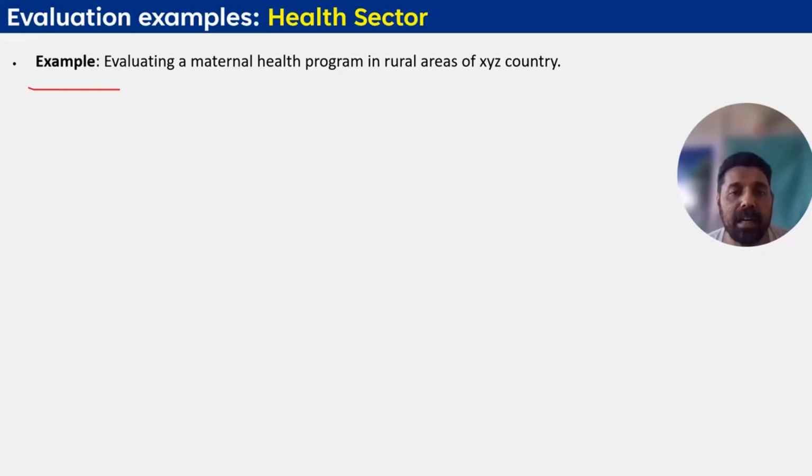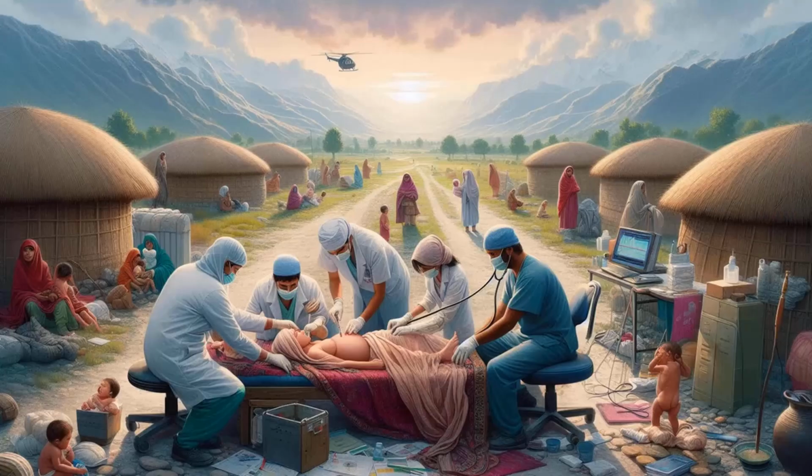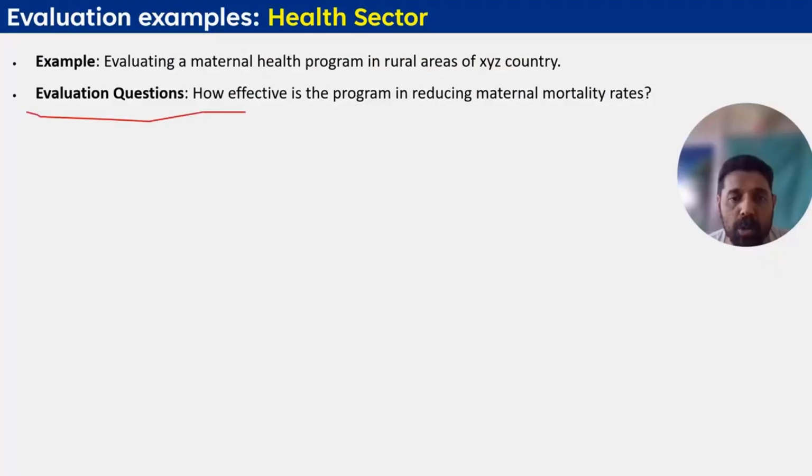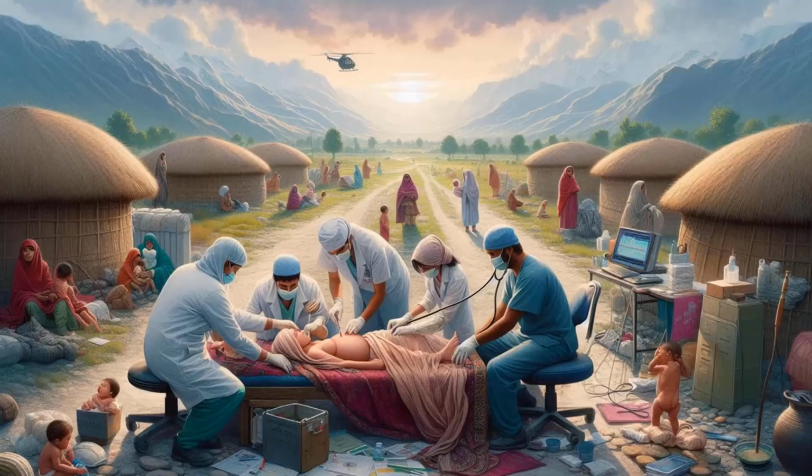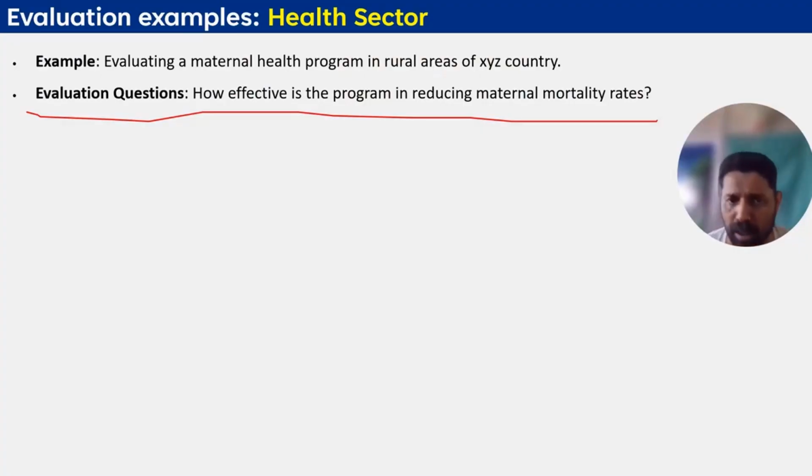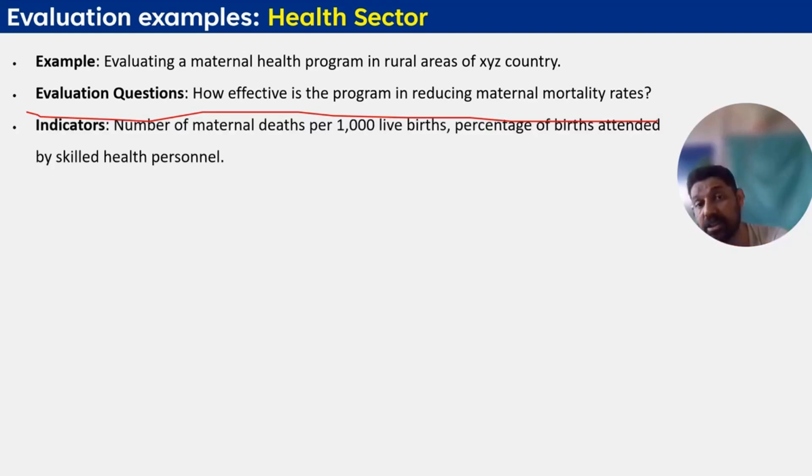For example, you are evaluating a maternal health program in a rural area of a country. Here you can see the evaluation question would be: how effective is the program in reducing maternal mortality rates? It's evaluating a maternal health program. So the key question for your evaluation is: how effective is the program in reducing maternal mortality rates? You can add sub-questions, which we will discuss now. Indicator: number of maternal deaths per 1000 live births.